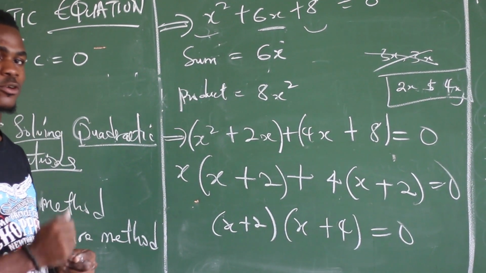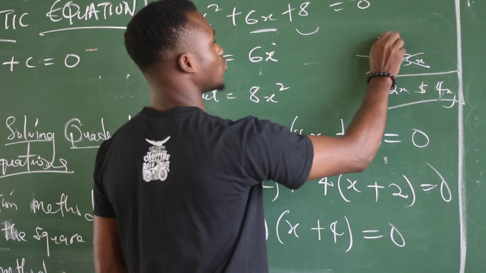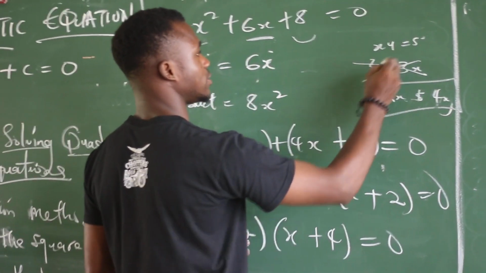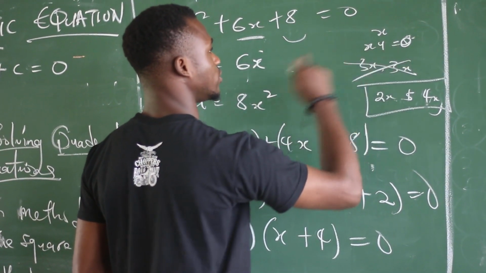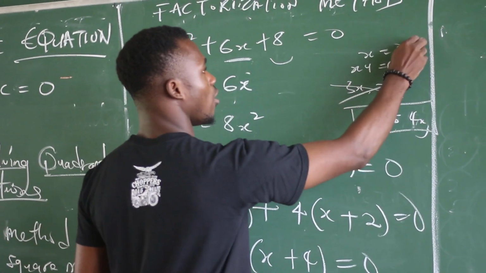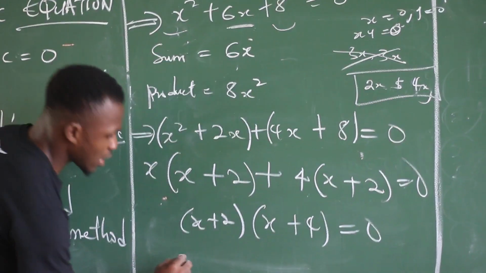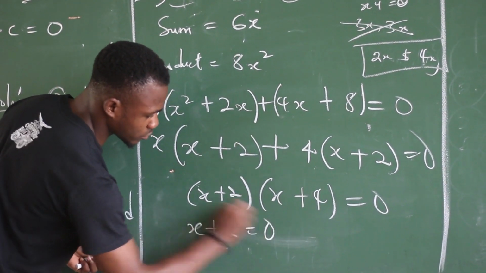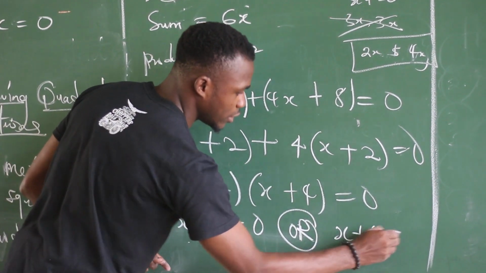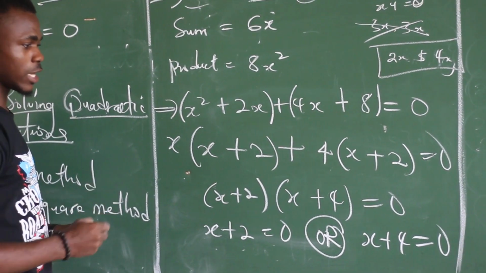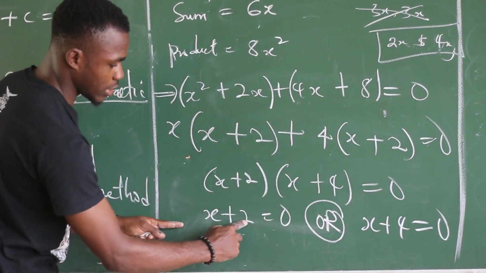So you can now see that in mathematics, if x times y is equal to 0, it means either x is 0 or y is 0. So that's what we are going to do here. We are going to say either x plus 2 is equal to 0, or x plus 4 is equal to 0. Let's say this is our x1. We are solving for this.